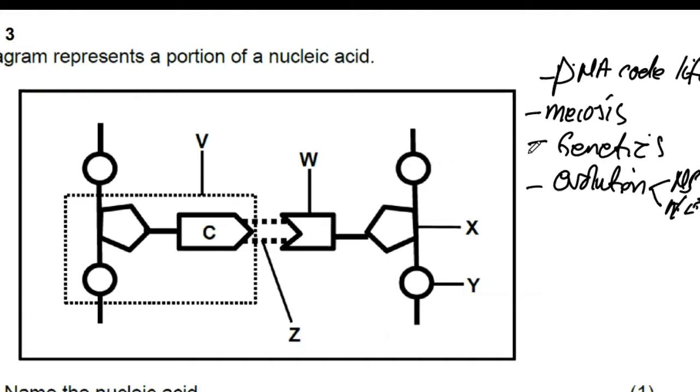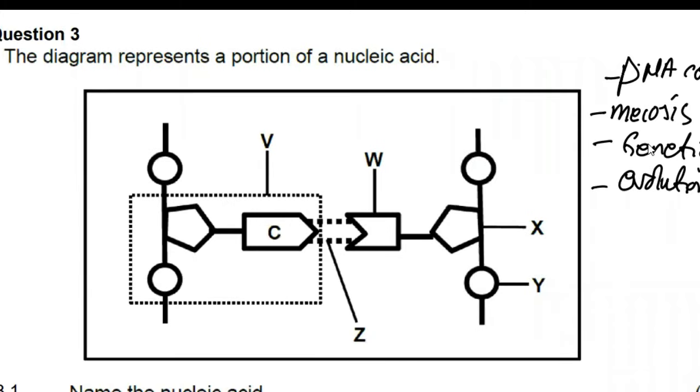If they bring a diagram like this, you have to find out which diagram is representing. So this diagram represents DNA. Why DNA? Because of this, the weak hydrogen bonds, and then it's two-stranded.